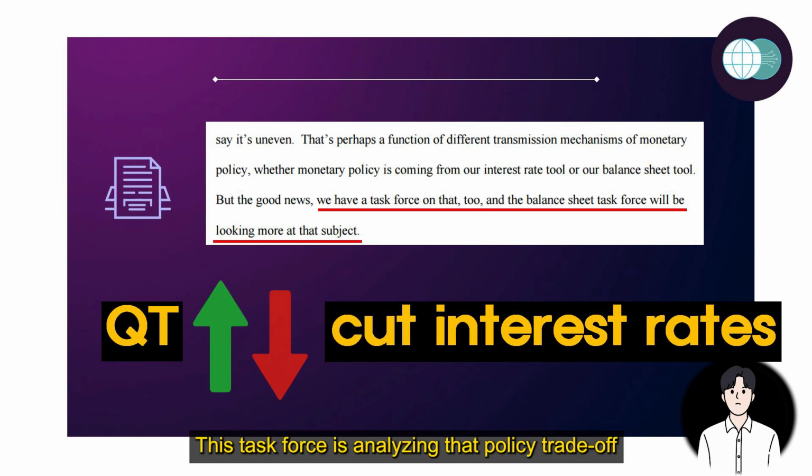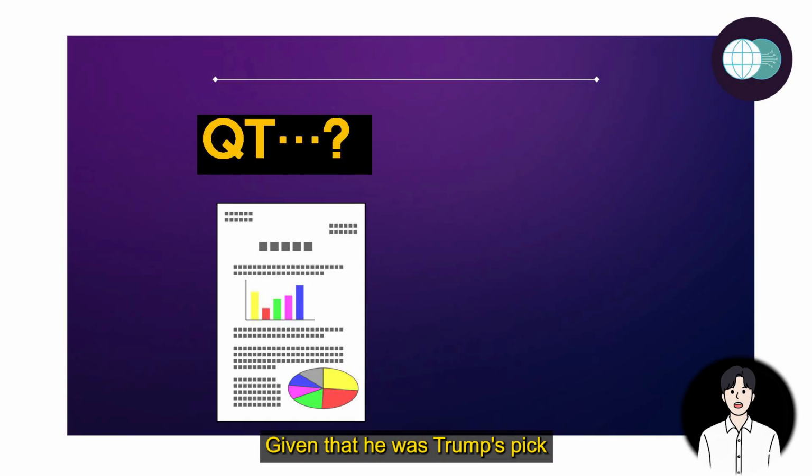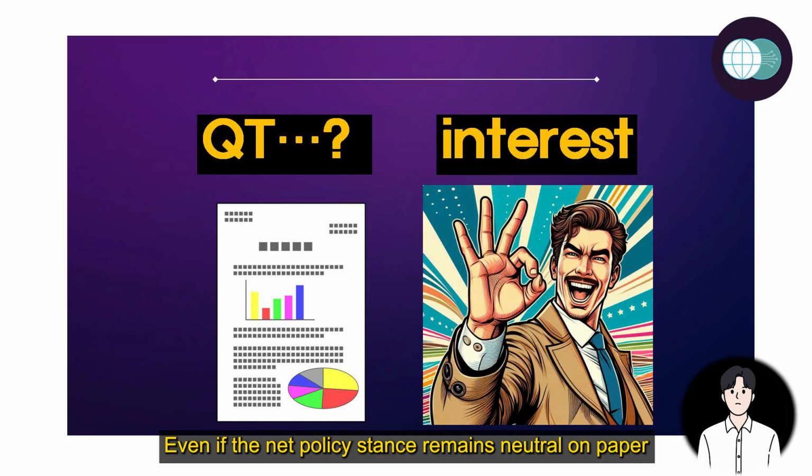This task force is analyzing that policy trade-off, balancing asset reductions against rate cuts to keep the system stable. Given that he was Trump's pick, this task force indicates that rate cuts are a strong possibility. Even if the net policy stance remains neutral on paper, the market tends to focus on the headline phrase, rate cuts, which is likely to quickly revive investor confidence.